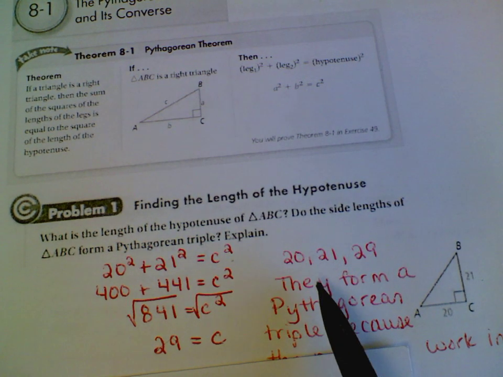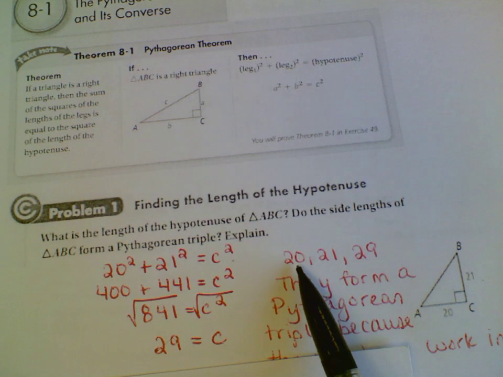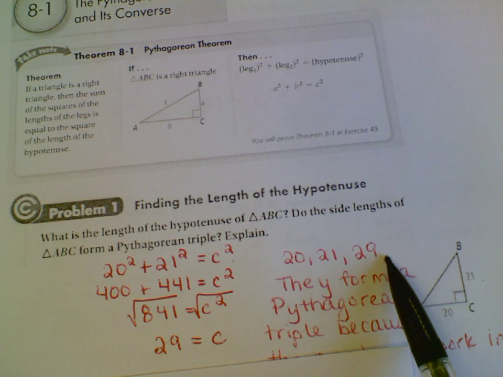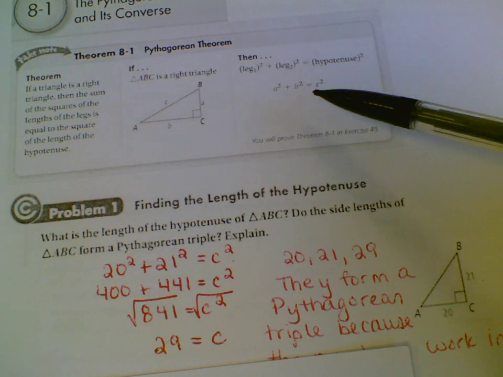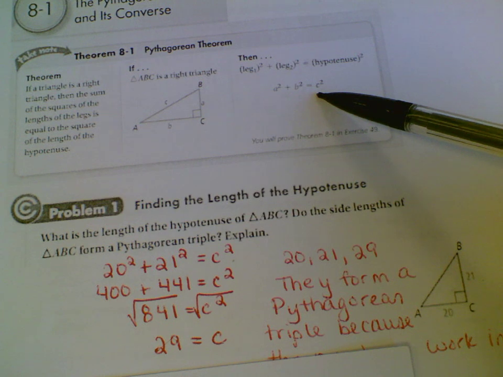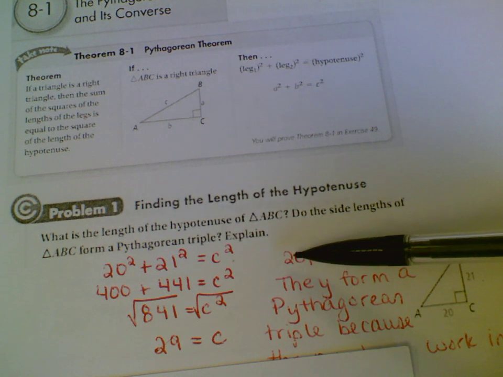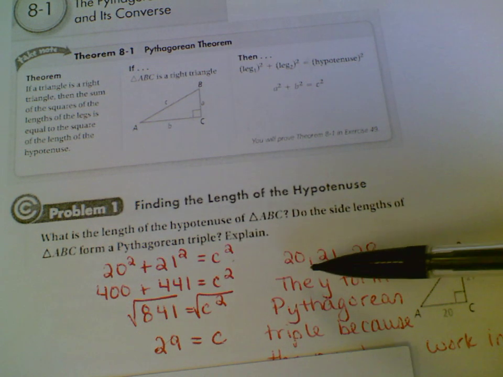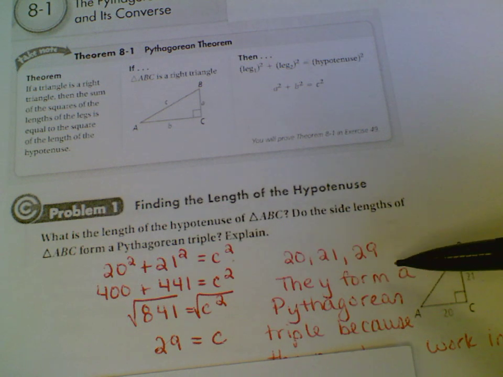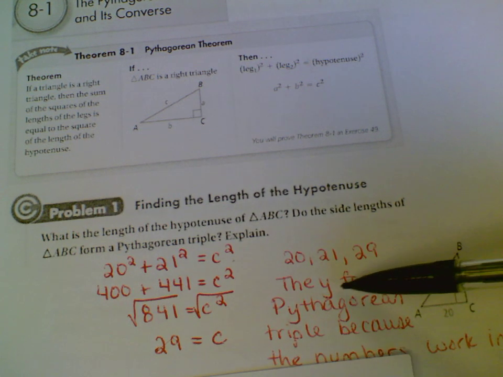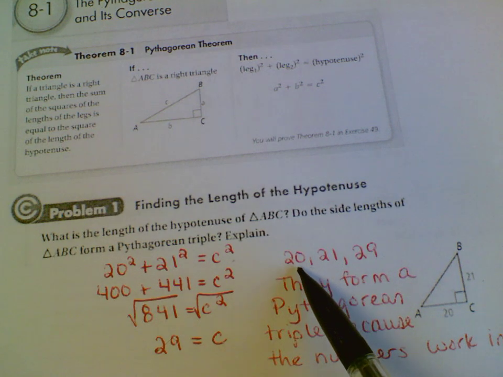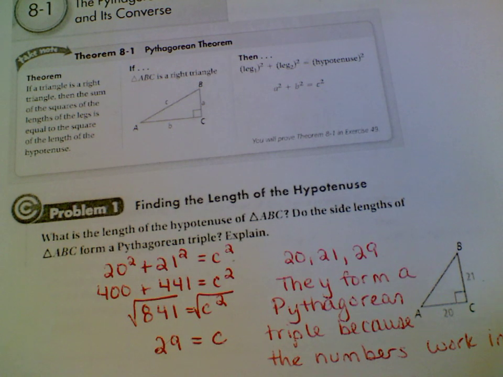So then my three numbers, 20, 21, and 29, are a Pythagorean triple if they fit into the Pythagorean theorem. Every time you get numbers where a squared plus b squared equals c squared, those three numbers together are called a Pythagorean triple. So yes, this is a Pythagorean triple because they fit into the Pythagorean theorem.